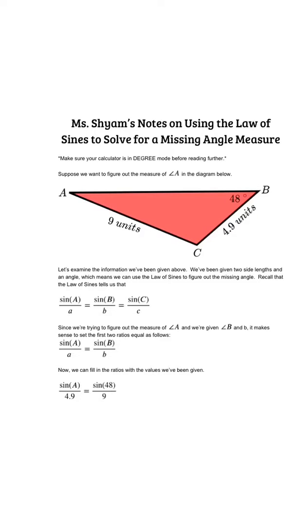Suppose we want to figure out the measure of angle A in the triangle diagram that's on the screen. Now notice how we're given two side lengths, the 9-unit side length and the 4.9-unit side length. We're also given an angle that's not between these two sides, or the 48-degree angle. Recall that the law of sines can be used when we're given two sides and a non-included angle of a triangle. The law of sines tells us that in a triangle, the ratios of the sine of each angle to the side opposite that angle are all equal.